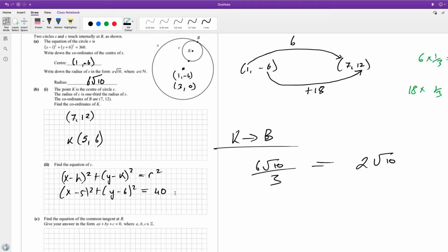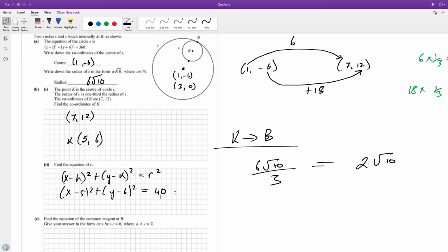We figured out the radius from here to here is 6 root 10. Here over here is 1/3 of the way, so 1/3 of 6 root 10 is 2 root 10. Our formula is x minus h, squared, plus y minus k, squared, is equal to r squared. Square 2 root 10 and you get 40.